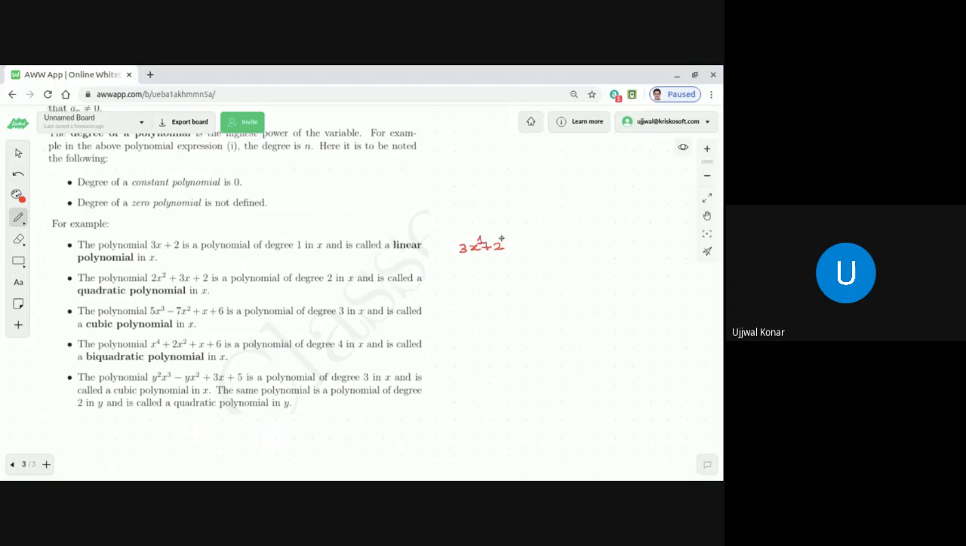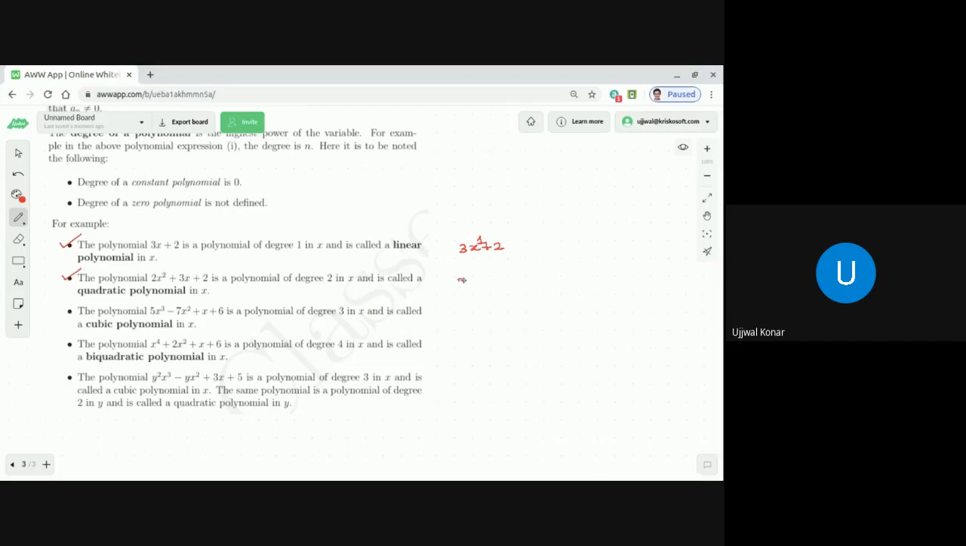And a polynomial of degree 1 is also known as a linear polynomial. So 3x plus 2 is nothing but 3 into x power 1 plus 2. The power of x is 1, and that is why it is linear. Now, when the power of x is 2, that is called a quadratic polynomial. The first one we discussed was the linear polynomial, and the second one is the quadratic polynomial.